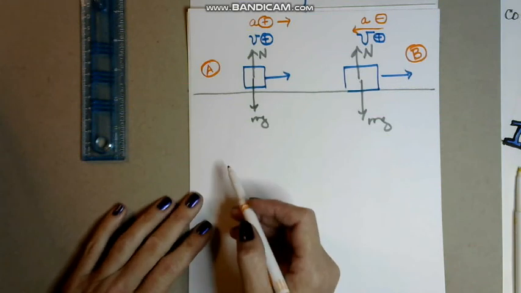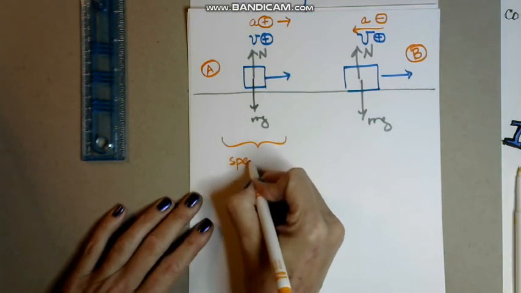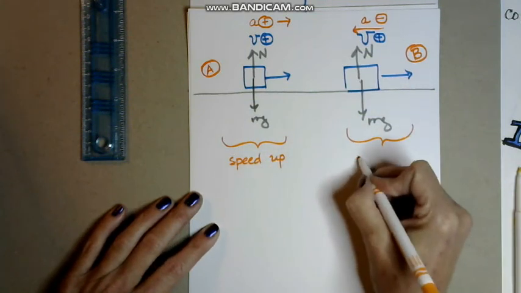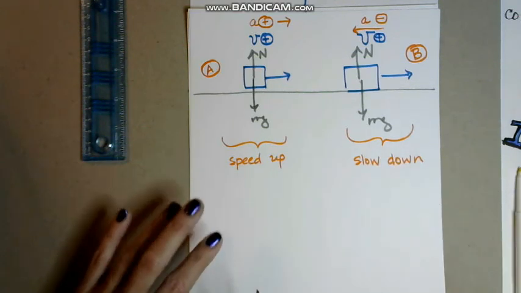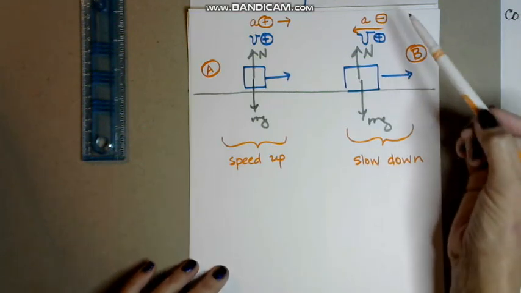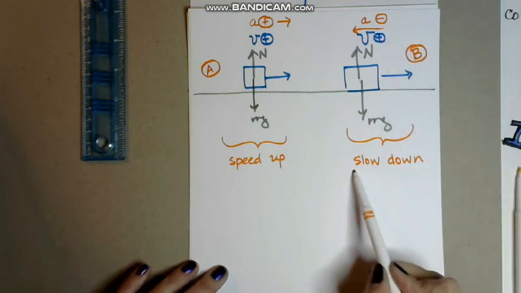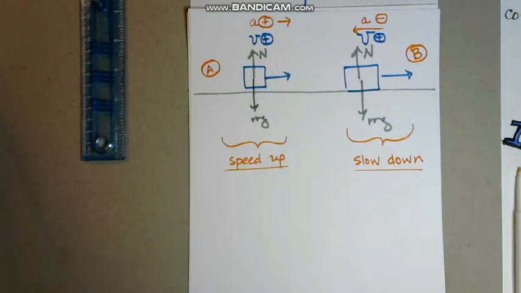I am hoping that you realized here this object is going to speed up. And in this situation, this one is going to slow down. I gave it a negative acceleration. When it had a positive velocity, it slows down. Okay? Positive and positive, it speeds up.